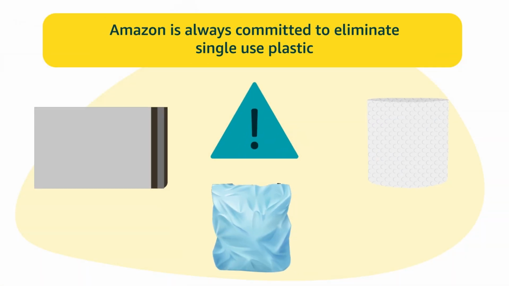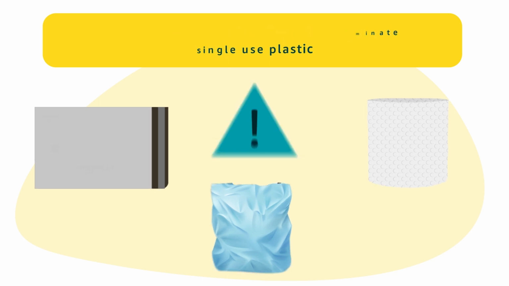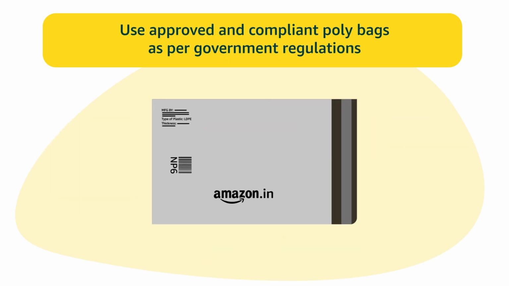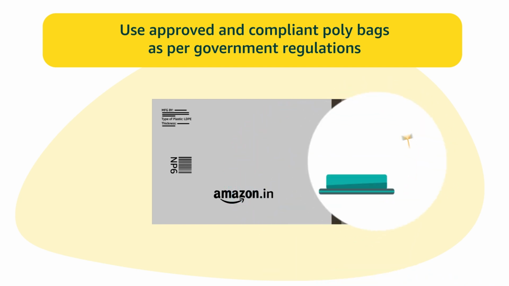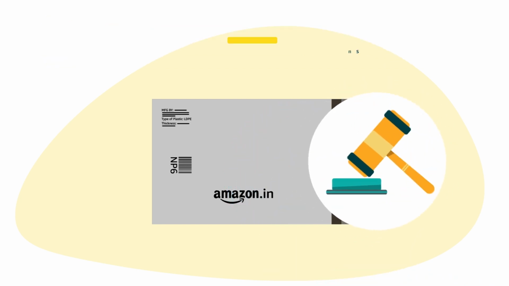Amazon is always committed to eliminating single-use plastic. You should ensure that you always use approved and compliant poly bags as per government regulations. Some of the ways to identify such compliant poly bags are given below.